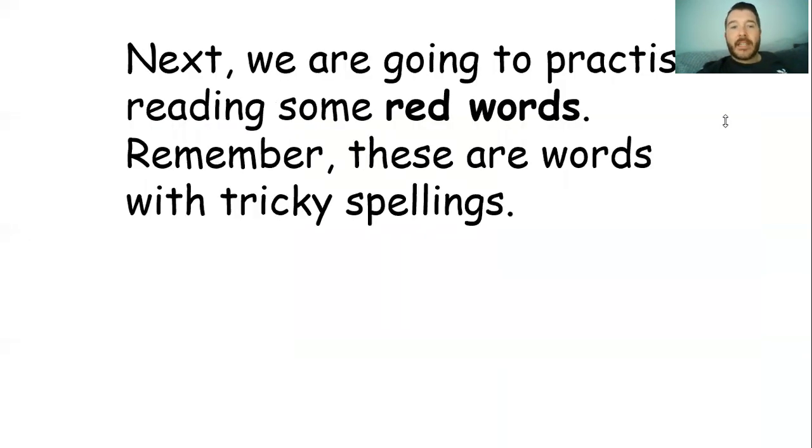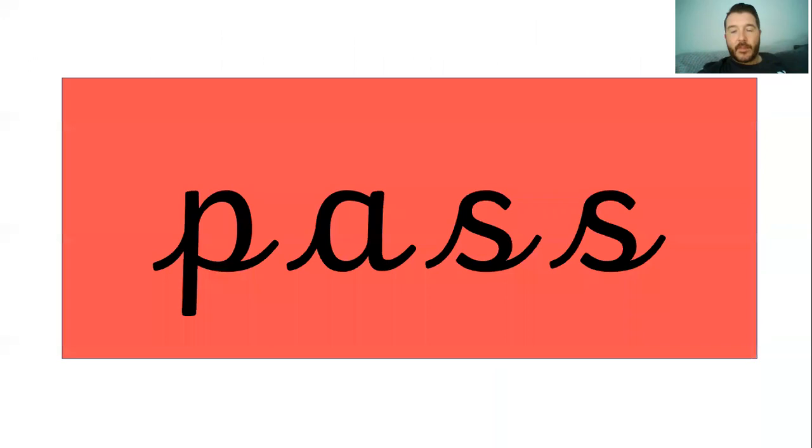So next we're going to practice reading some red words. So these are tricky words, and we're going to look at the tricky parts. So this first one, what's this word? That's right, this word is pass, pass. Now, it's not a massively tricky word, but what's the trickiest part about it? That's right, the fact that it's got the double S at the end, two S's, not just one. And there's lots of words like that. Grass is the same, mass, okay?